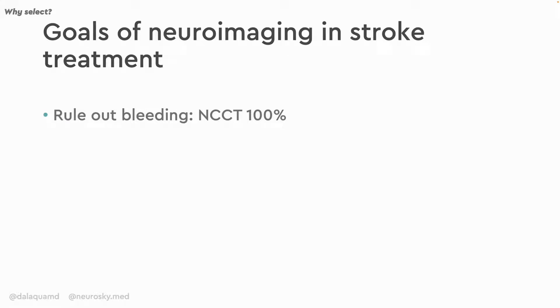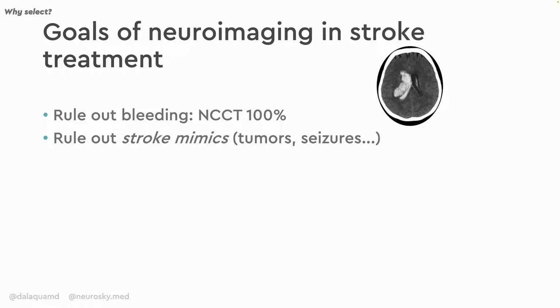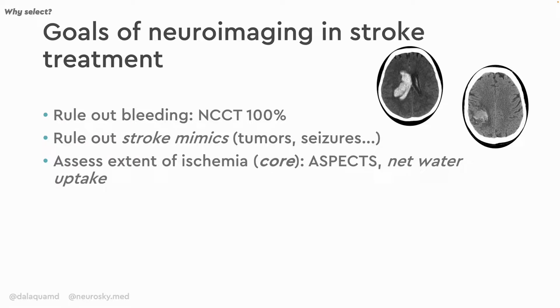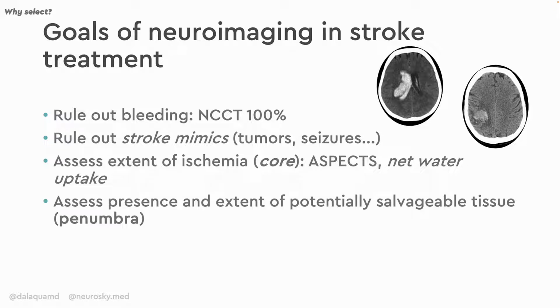First of all, we should rule out bleeding, and the non-contrast CT is up to 100% effective for that. And then we should rule out stroke mimics, tumors, seizures, and so forth. We should always assess the extent of ischemia, so the core, that is the irreversible tissue that has already suffered, that will not be saved if we reperfuse this patient. If we use a non-contrast CT, we can use the ASPECTS scale, and sometimes we can think about using the net water uptake. And as well, we should assess the presence and extent of the potentially savable tissue, what we always call penumbra.